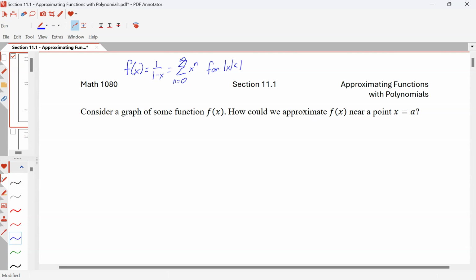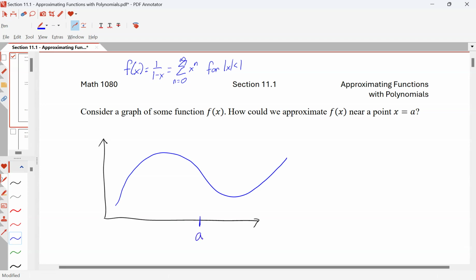So first, suppose we have some function f of x. We want to approximate f of x near a point x equals a. So we have a function, be any old function, and then we have some point x equals a, and we want to approximate near that point. Well, in Calc 1, we were given a method to do this, and that was the linear approximation.